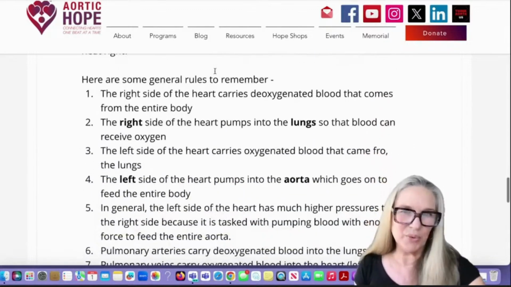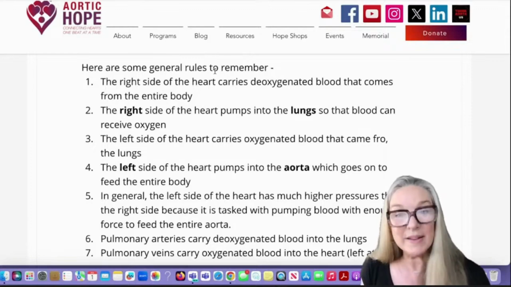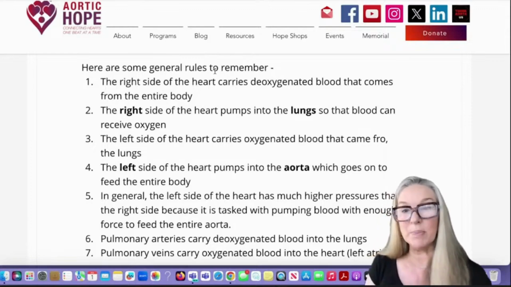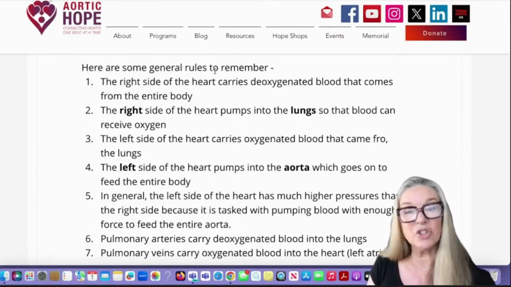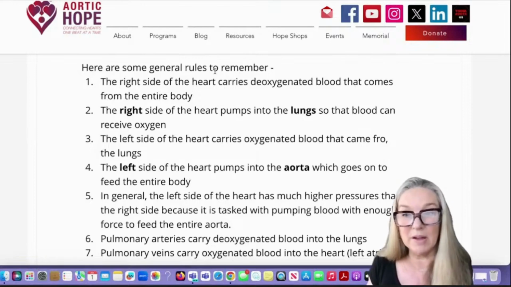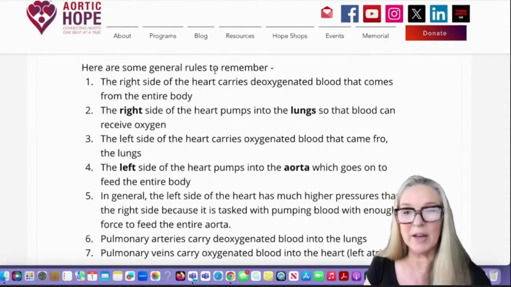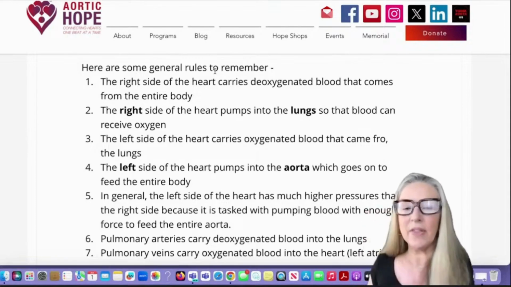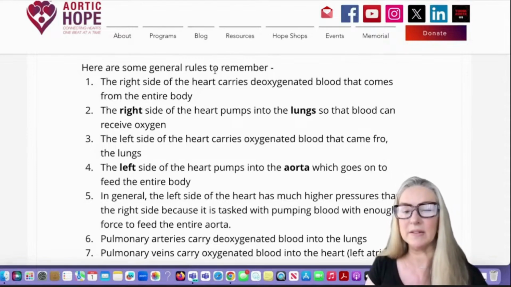Finally, here are some general rules to remember. The right side of the heart carries deoxygenated blood that comes from the entire body. The right side of the heart pumps into the lungs so that the blood can receive oxygen. The left side of the heart carries oxygenated blood that came from the lungs, and then the left side of the heart pumps into the aorta, which goes on to feed the entire body. In general, the left side of the heart has much higher pressures than the right side because it is tasked with pumping blood with enough force to feed the entire aorta.